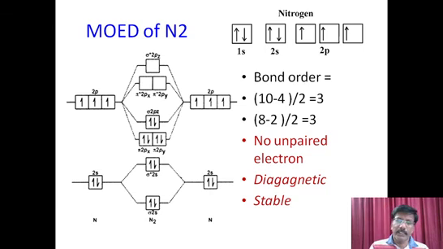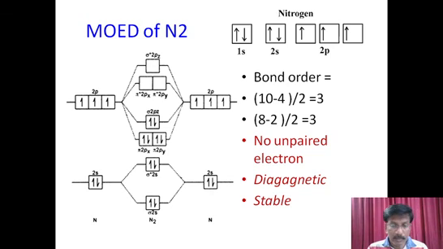We can also write 8 minus 2 by 2, because by eliminating 1s and 2s you can write 6 minus 0. Whatever it is, the bond order is calculated to be 3. That means nitrogen has a triple bond, N triple bond N is present. And do you find any unpaired electron here? No, not at all. So there is no unpaired electron. Therefore, it is diamagnetic in nature.